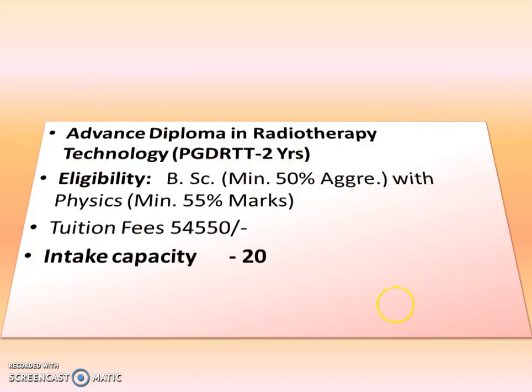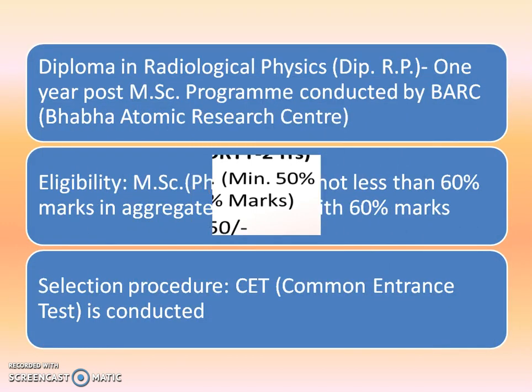So these are the courses after BSc. These are the courses generally. Advanced Diploma in Radiotherapy Technology for 2 years. Instead of doing MSc in physics or chemistry or maths, you can go for this 2-year course, which guarantees a job. The eligibility here is BSc minimum with 50% aggregate with physics, and the tuition fees are similar to the tuition fees for MSc. The intake capacity is about 20.